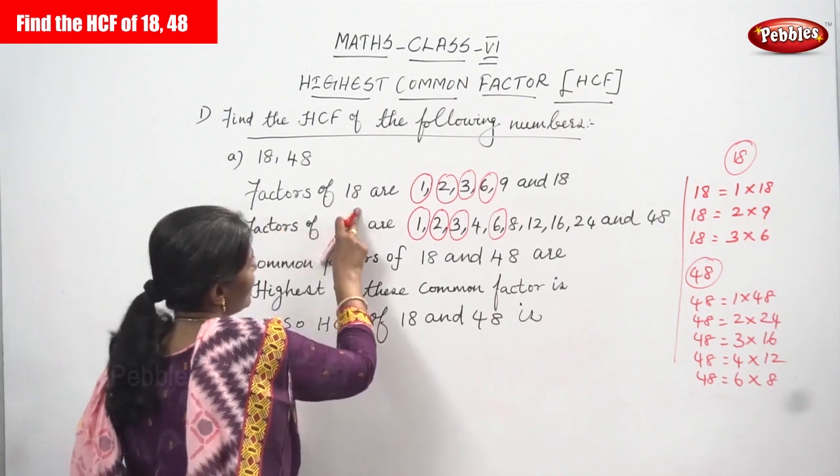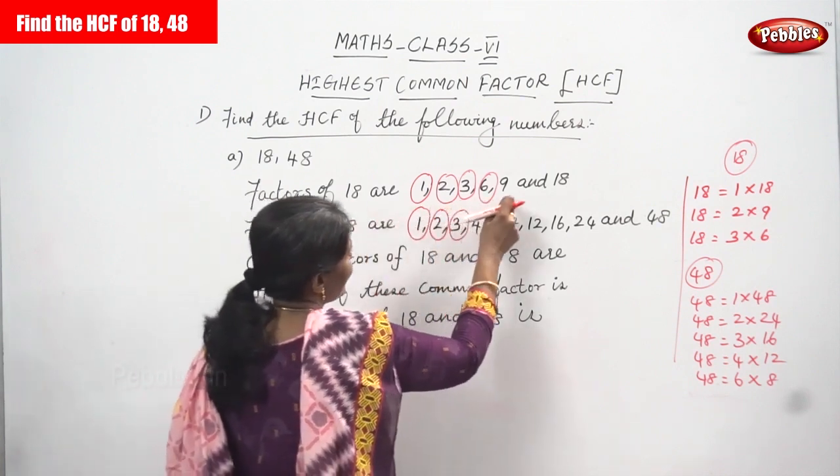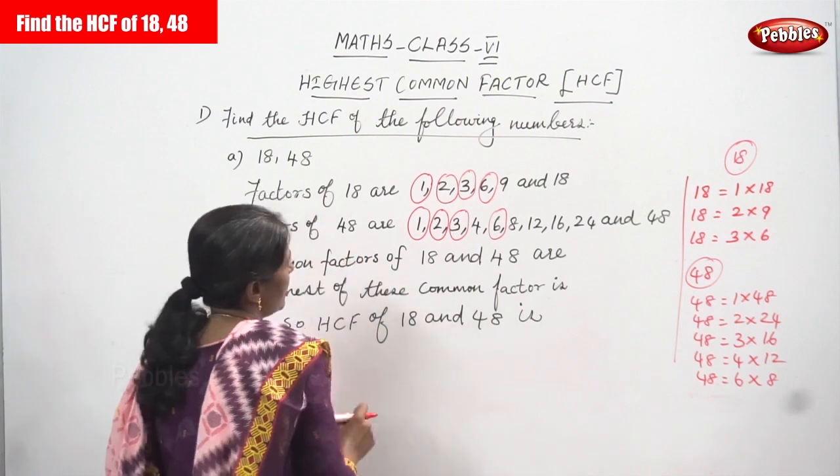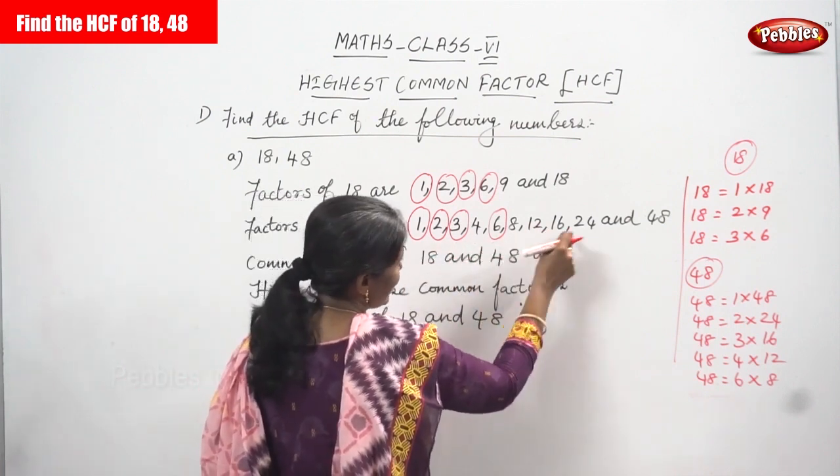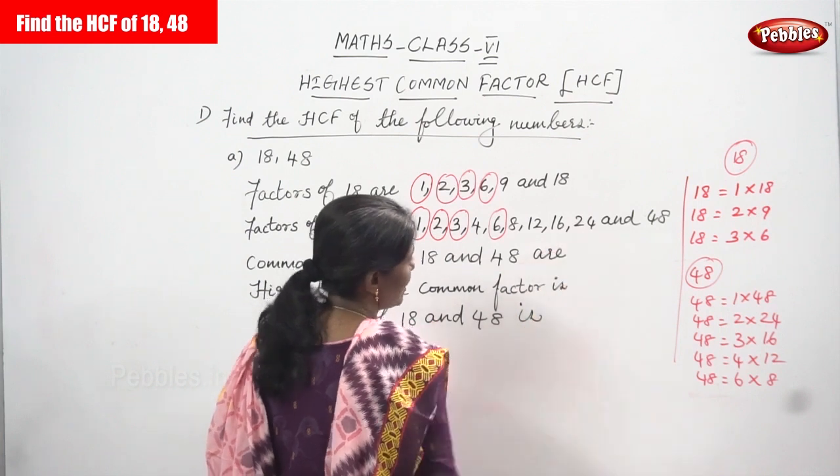So factors of 18 is nothing but 1, 2, 3, 6, 9 and 18, and factors of 48 is 1, 2, 3, 4, 6, 8 and 12, 16, 24 and 48. So these are the numbers I've written.